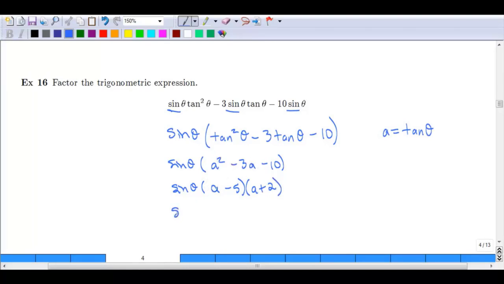And then finally, we just substitute that back in. So instead of a, we have tangent. So we have tangent of theta minus 5 and tangent of theta plus 2. And so this is the complete factored form. This is going to come in handy when we get to solving equations with trigonometric functions involved. And this will conclude the videos for section 13.1.